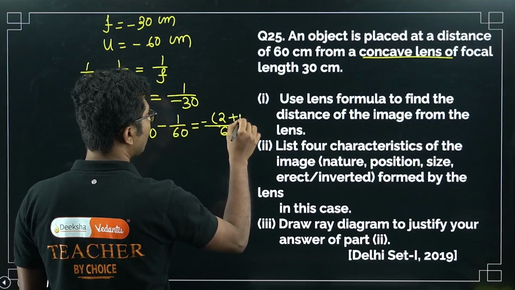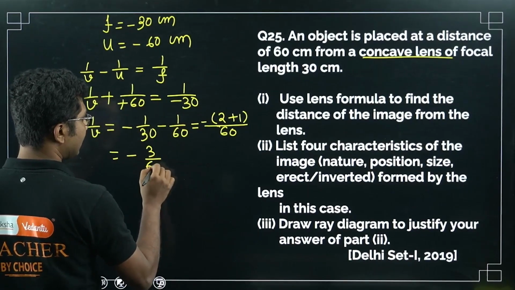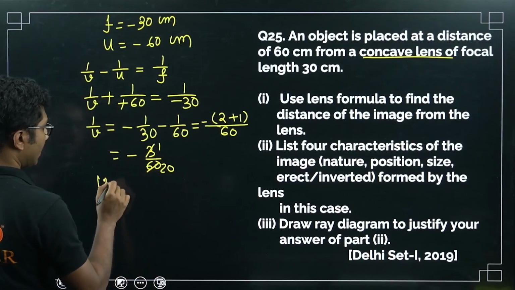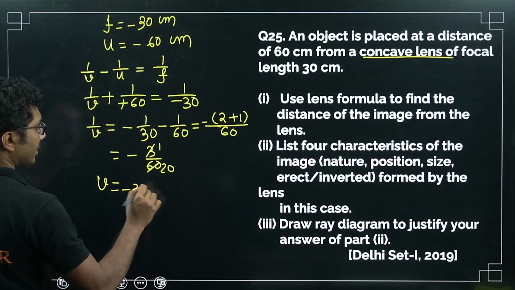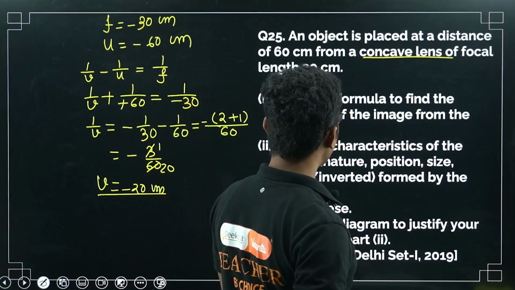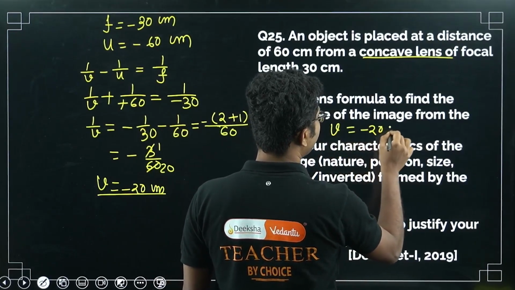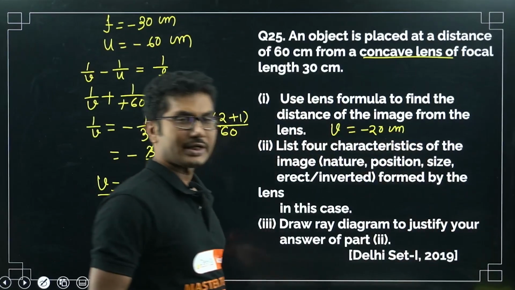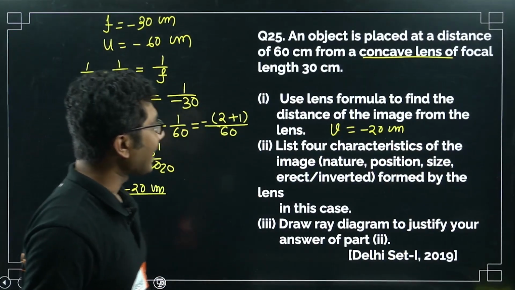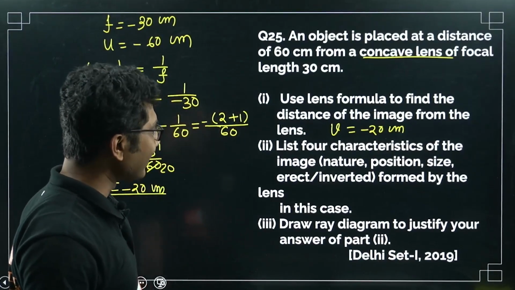2 plus 1, so minus 3 by 60, so it will be 1 by 20, or v equals minus 20 centimeter. Okay, so find the formula. v is equal to minus 20 centimeter, that is the same side as the object. And it is a virtual image. So list 4 characteristics of the image: nature, position, size, erect or inverted from the lens.